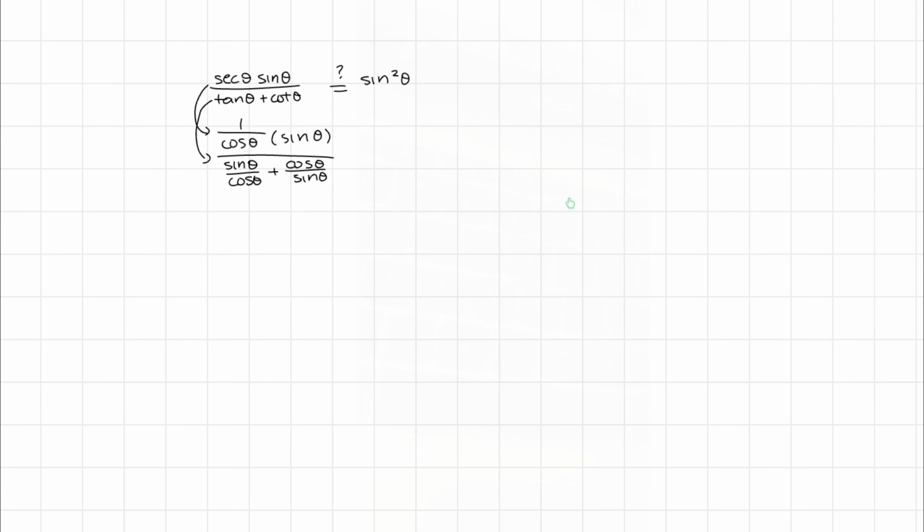What if we had secant theta times sine theta over tan theta plus cotan theta? Is that equal to sine squared theta? So we know secant theta is the reciprocal of cosine theta. We know tan theta is equal to sine theta over cosine theta plus cosine theta over sine theta. So this would be sine theta over cosine theta divided by sine squared theta plus cosine squared theta over cosine theta sine theta.